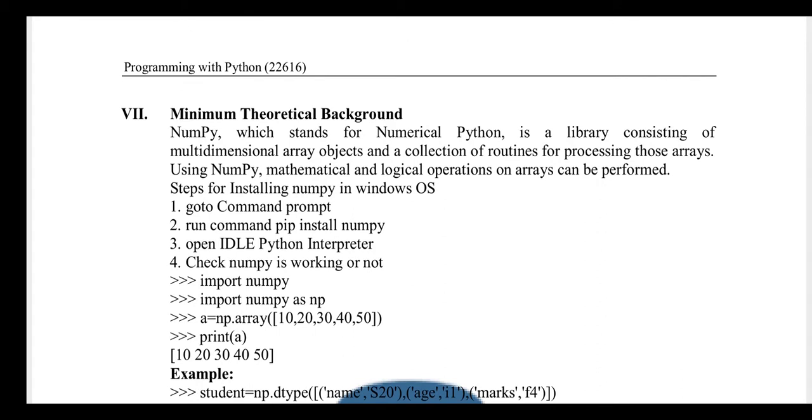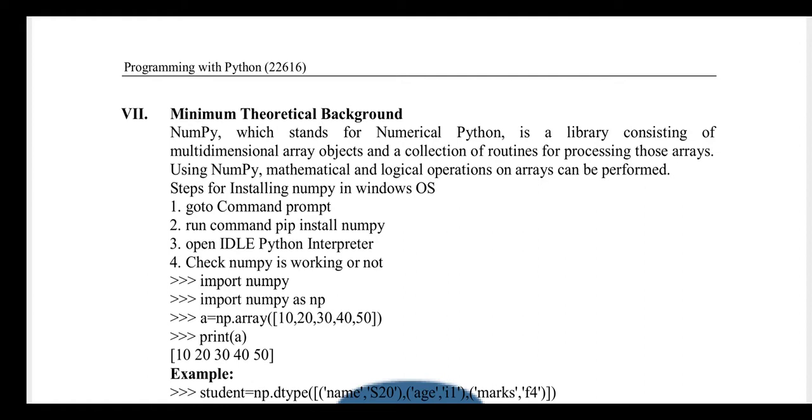So basically NumPy, which stands for numerical Python, is a library consisting of multi-dimensional array objects and a collection of routines for processing those arrays. Using NumPy, mathematical and logical operations on arrays can be performed. Steps for installing NumPy on Windows OS: go to the command prompt, run the command pip install numpy. It is directly going to install NumPy. After that, open the Python interpreter and check whether NumPy is working or not.